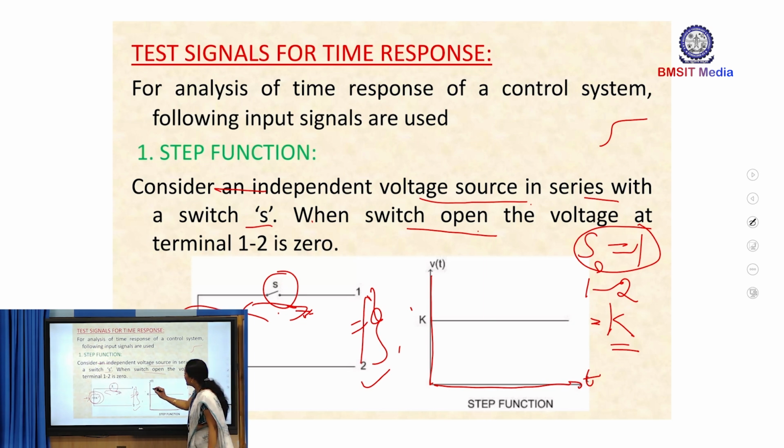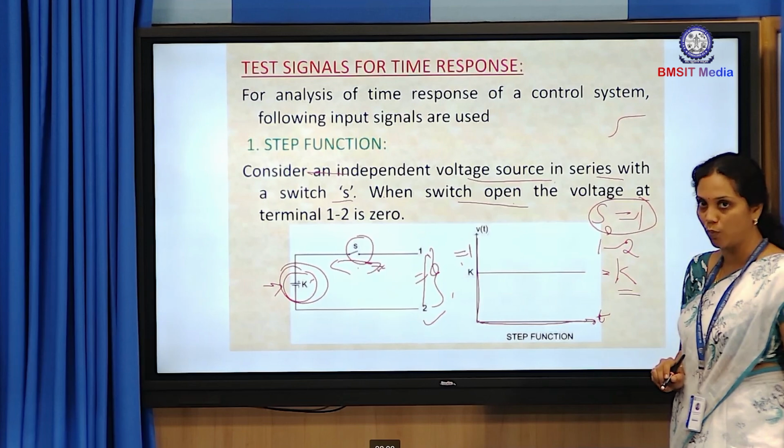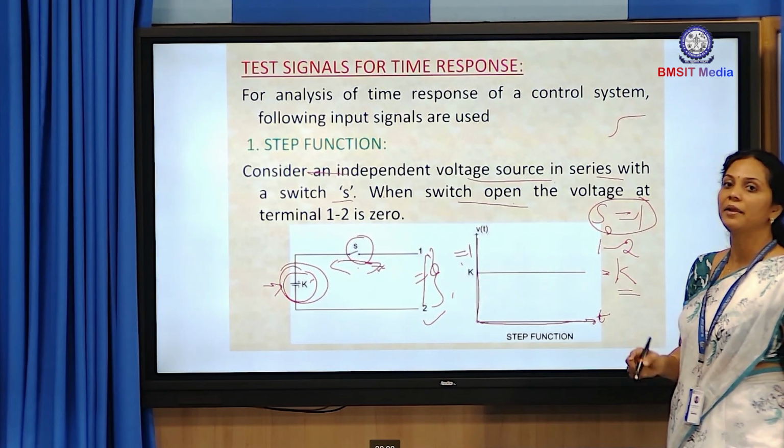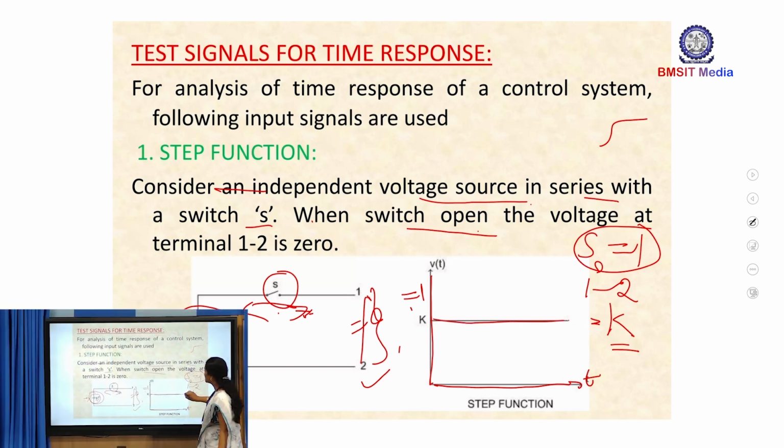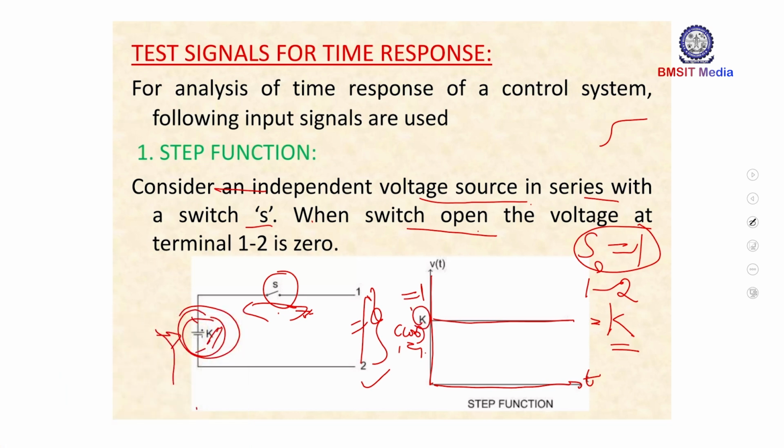Now, when the switch is said to be equivalent to 1, the voltage between the terminals 1 and 2 is nothing but equivalent to this K. Therefore, what may be the response here? The response will be a constant line where this is equivalent to K. So, I can also write this as E of infinity, which is equivalent to 1, or I can say that it is following nothing but my input, which is equivalent to K.